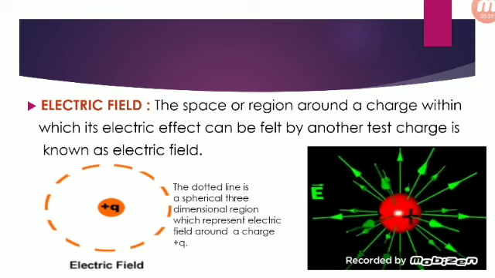So, like the gravitational field around a mass, there is a space or region around a charge within which its electric effect can be felt by another test charge. Such a region is called an electric field. Here the dotted line is a spherical three-dimensional region which represents the electric field around a charge plus Q. A test charge anywhere in this region will experience the electric force of the charge plus Q.